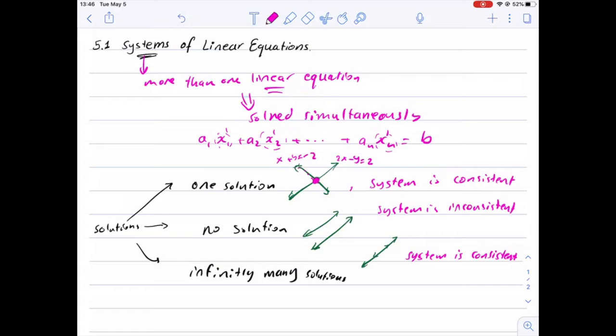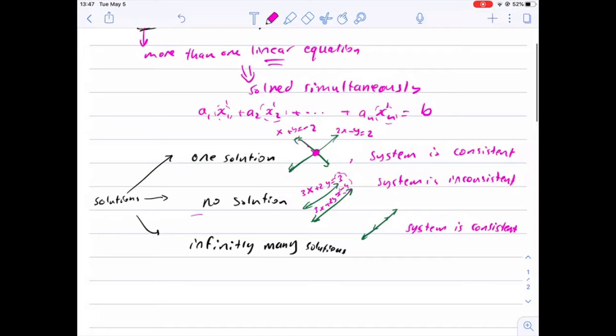Now, for the second case, when we have no solutions, this is just an example: 3x plus 2y equals 3, and the other one 3x plus 2y equals -4. As we can see, the only difference is the constant on the right hand side, but the left hand side is the same. That means the two lines are parallel. They don't meet. That means there's no solution.